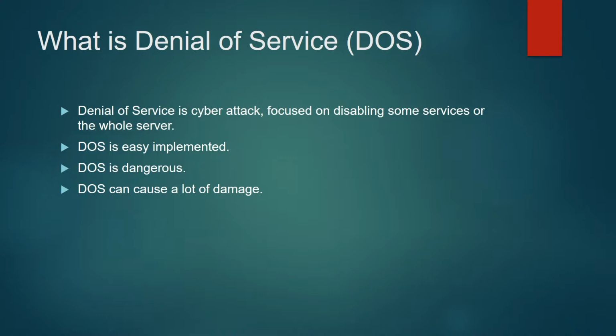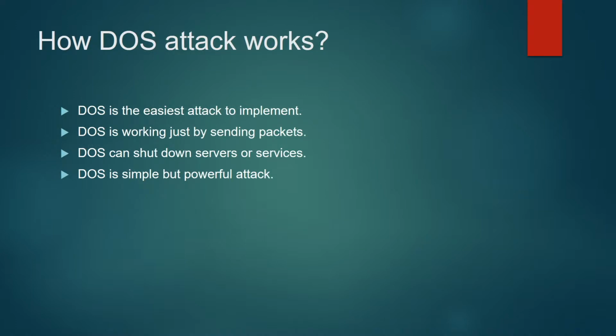So now let's go through how the DoS attack actually works. And it works really simply. A DoS attack is just the easiest attack you can implement, and it works by sending packets. Every DoS attack needs to send packets to a specific IP and a specific port, and then it can start sending multiple packets in a huge time lapse. Therefore the server cannot process the packets and it crashes. This is the whole idea, the whole principle of the attack.